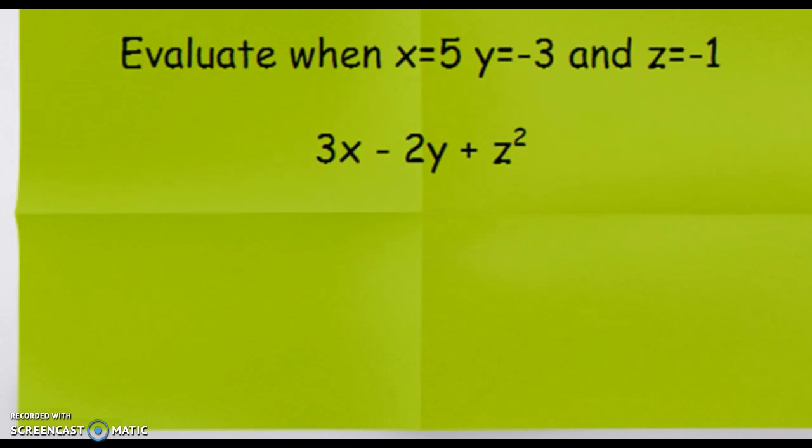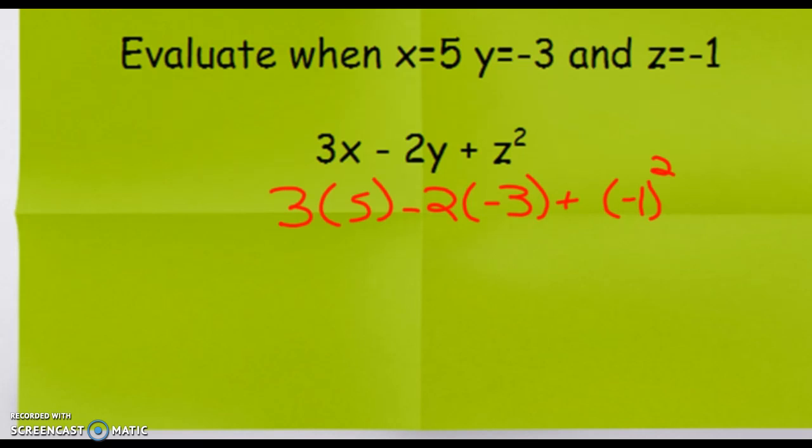All right, evaluate on x is 5, y is negative 3, and z is negative 1. So my first step is just going to be to plug in the numbers for what they are. Okay, so we have 3 times 5, which is 15, and I'm going to rewrite everything else.